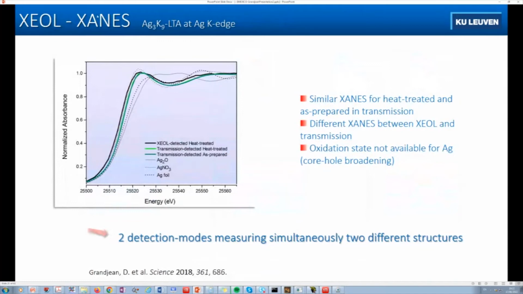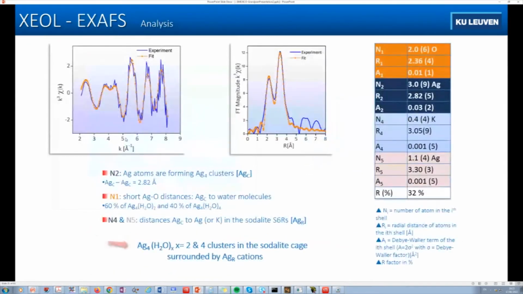First measurement of XEOL XAFS. So this is the Ag3 edge, and you see the XEOL edge is in black, and the transmission. Transmission and XEOL are measured at the same time, and they are not the same. So you see that the two detection modes are measuring the same sample, but they don't see the same thing, which is interesting actually. And so the problem also, as I said, the oxidation state is not available, but okay, this is something we can look at later.